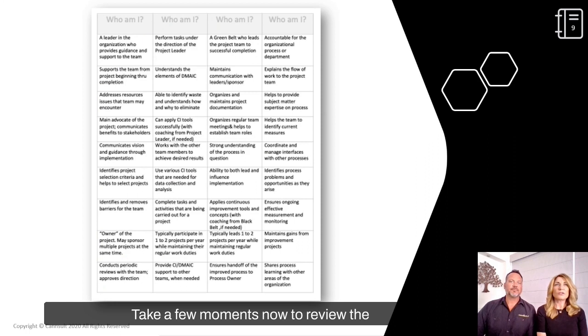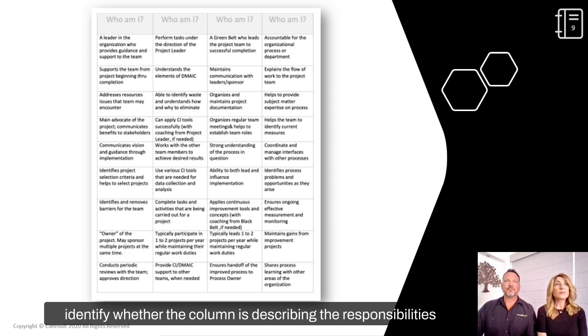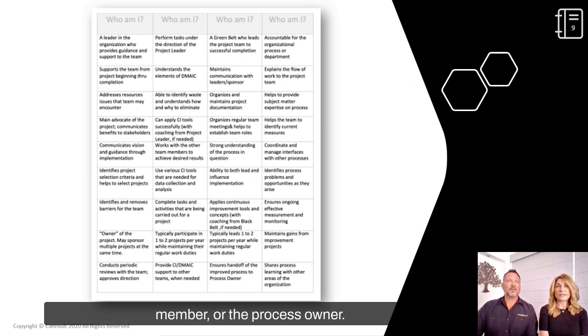Take a few moments now to review the descriptions in the table in your workbook. At the top of each of the columns, identify whether the column is describing the responsibilities of the sponsor, the project leader, the team member, or the process owner.